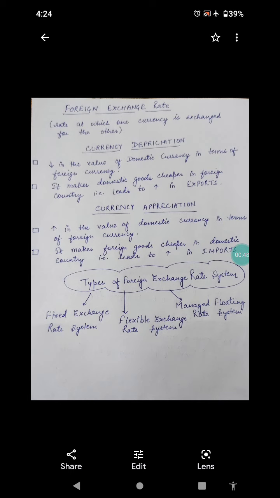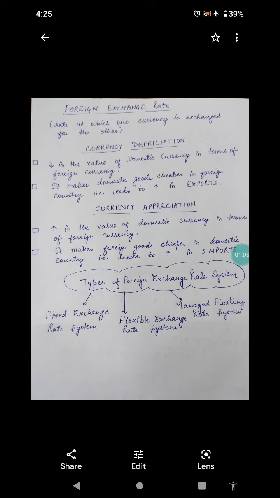But how is that being determined? How do we know that it is equal to this? How do we know they are convertible into each other? So that is the foreign exchange rate. It is being determined and specified so that transactions between countries can be carried out.